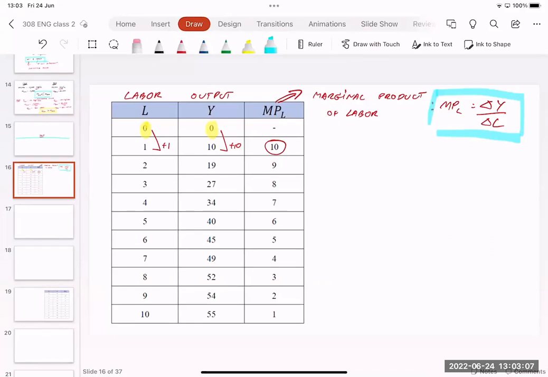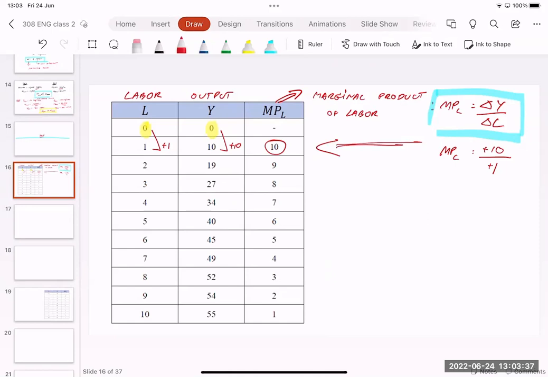If you're changing the number of labor, how is the number of output going to change? In this case, if you're adding labor into your factory, how much more output can you produce? If you add one labor into the factory from 0 to 1, you can produce 10 units more. So that's why MPL equals 10.